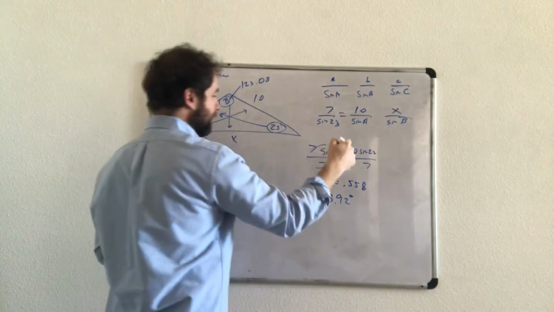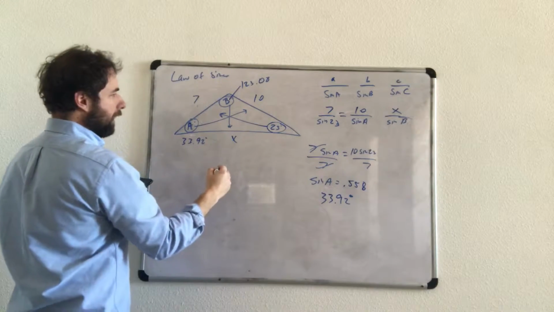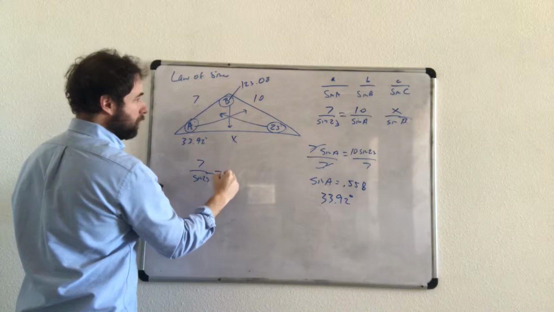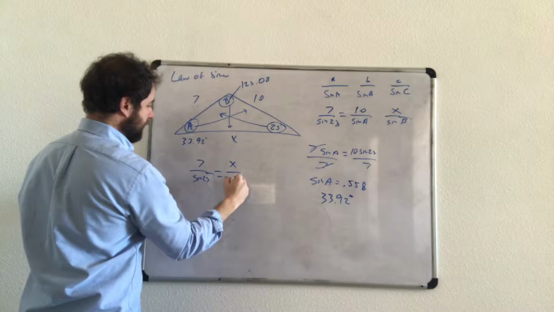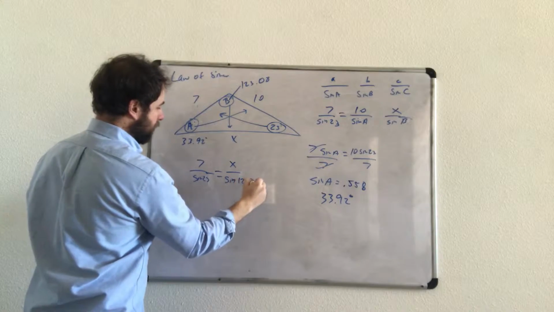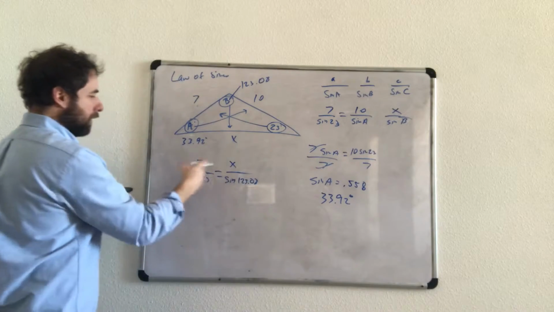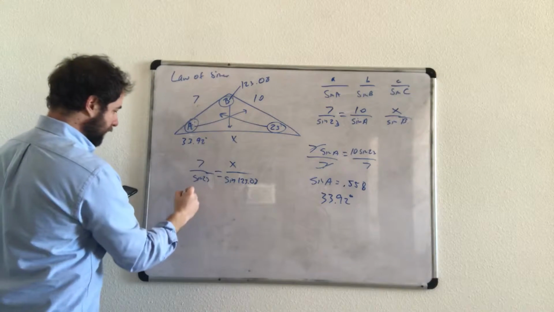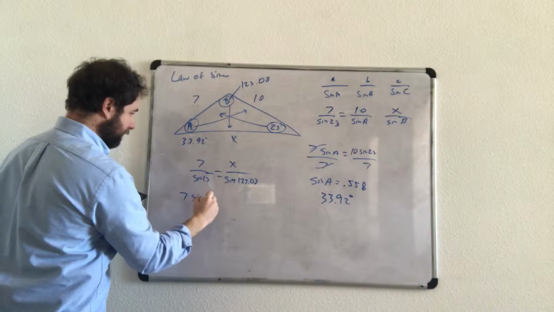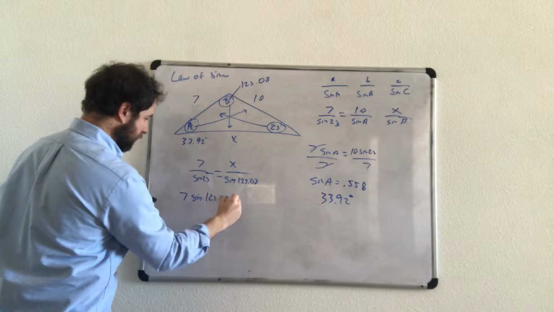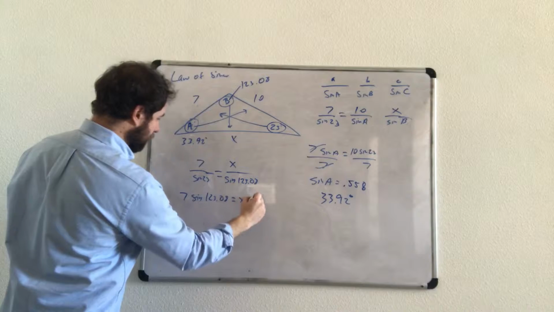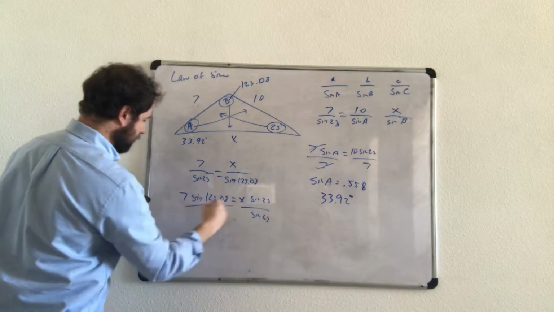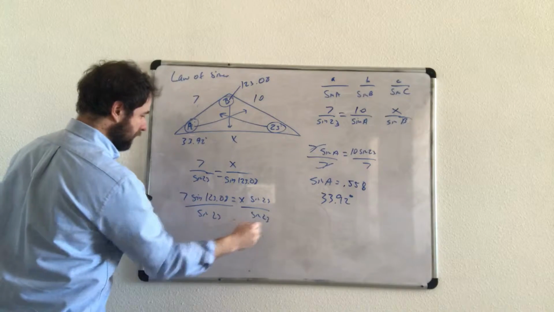So now once we know angle B, we'll use 7 over sine 23 equals X over the sine of 123.08. So we use the law of sines in order to solve for this last one. So we cross multiply, you get 7 sine 123.08 equals X sine 23. Divide both sides by sine 23, and we isolate the X.